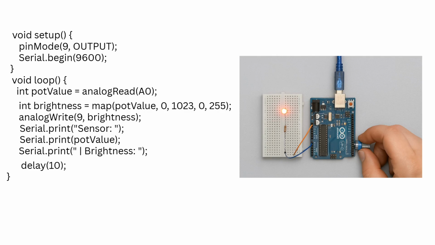And this is it for today's tutorial. We learned how to read analog inputs using the analogRead function and simulate analog outputs with the analogWrite function. These are two of the most powerful tools in Arduino programming, and now you know how to use them.